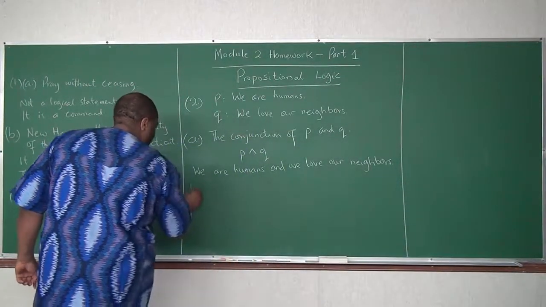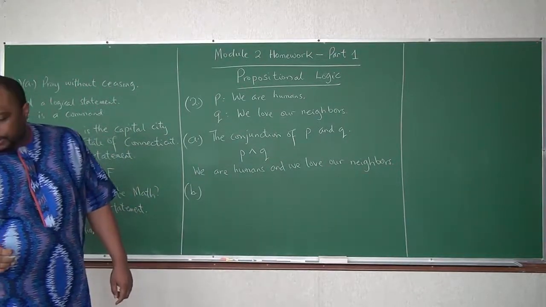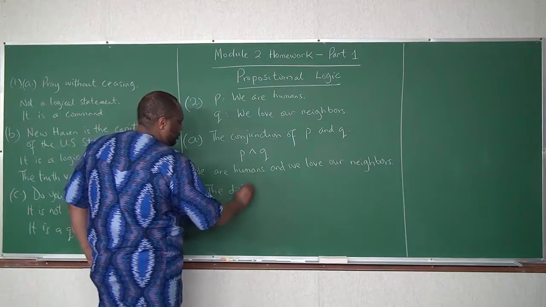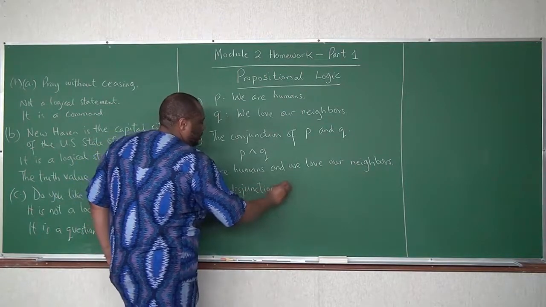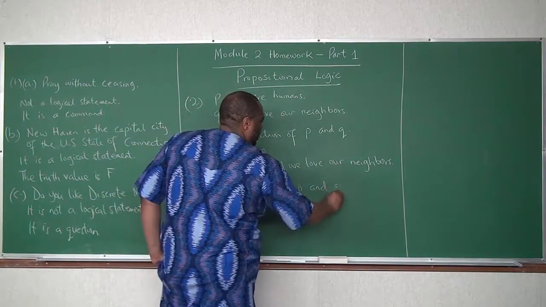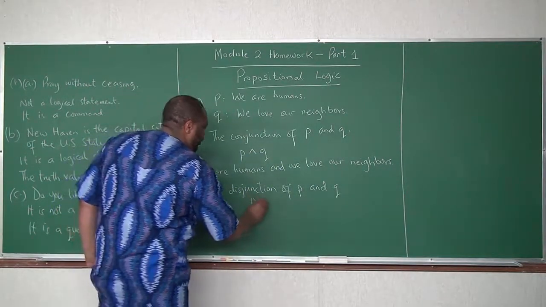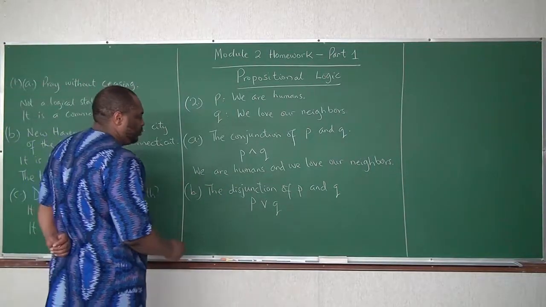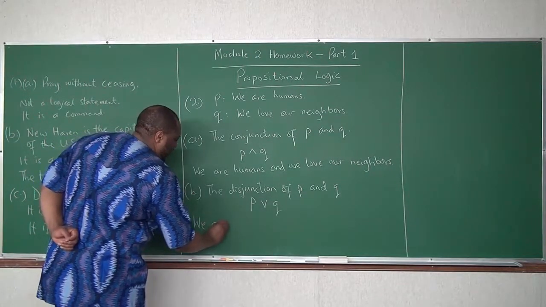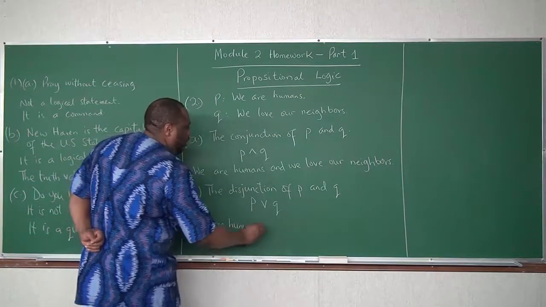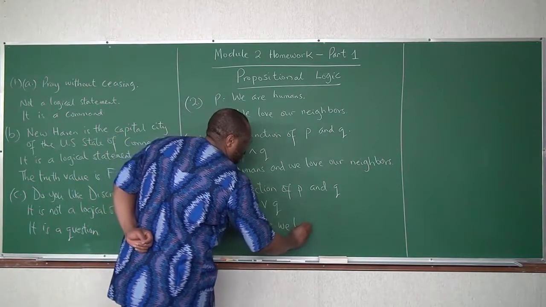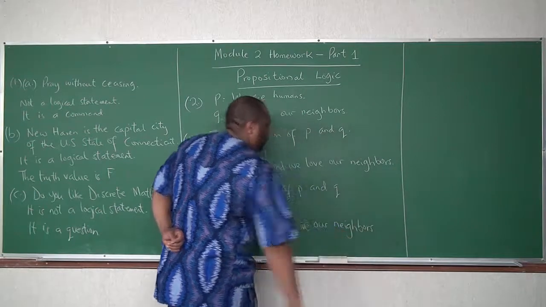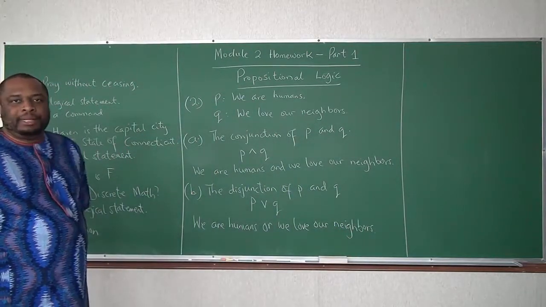B, the disjunction of P and Q. So this will be P or Q. Okay, this is the symbol P or Q. And the English would be, we are humans, or we love our neighbors. That is the B part.